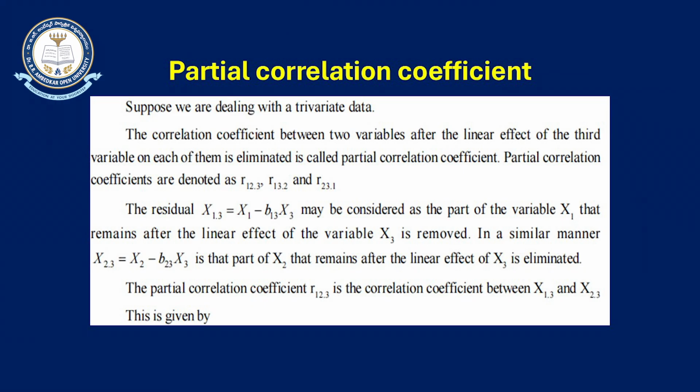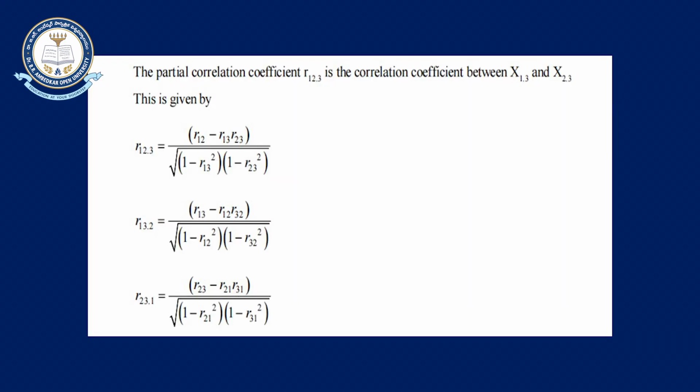The partial correlation coefficient R12.3 is the correlation coefficient between x1.3 and x2.3. We have formulas from which it can be identified: R12.3 equals R12 minus R13 R23, divided by the root of (1 minus R13 square) into (1 minus R23 square).